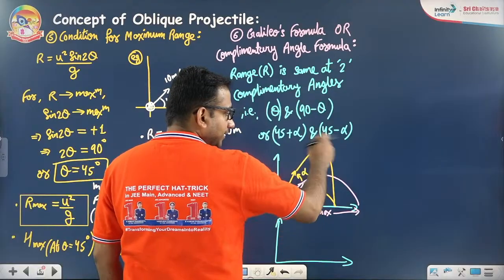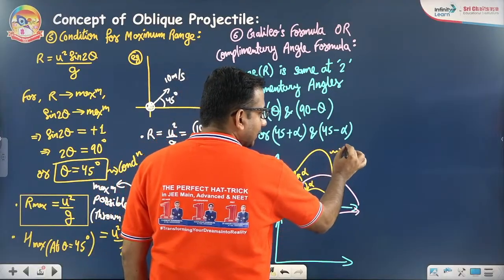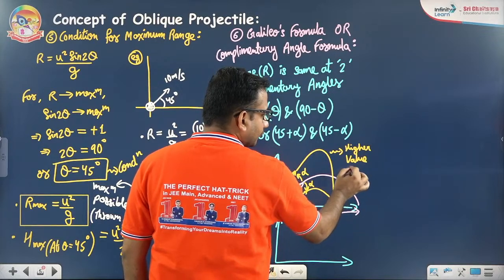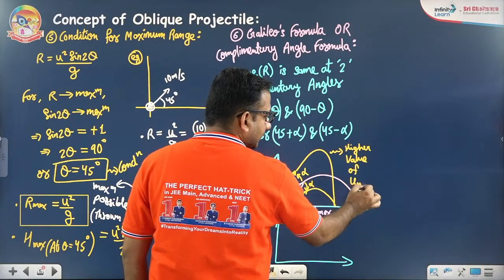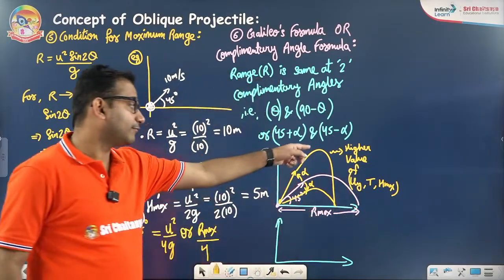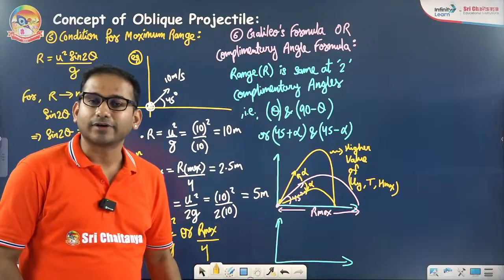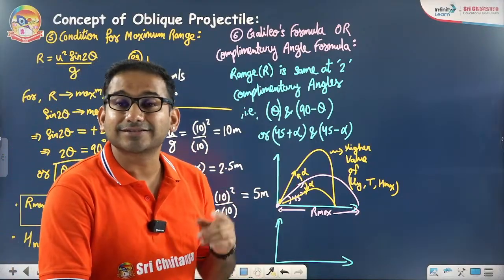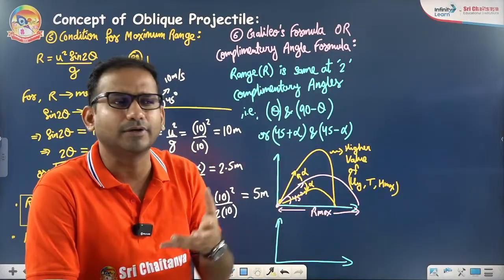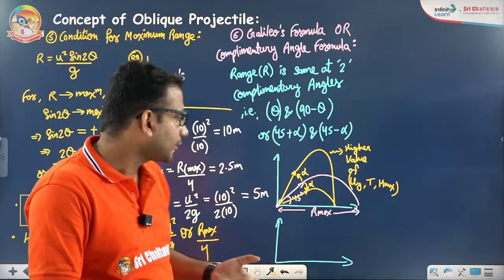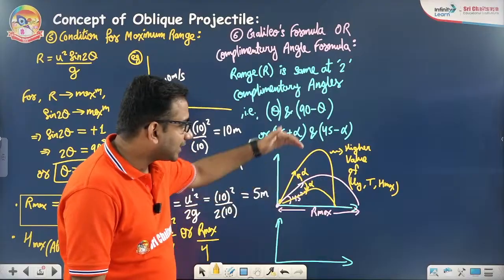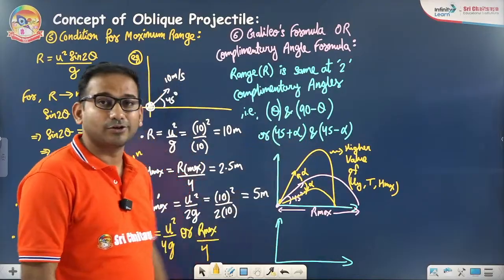Obviously, the upper curve will have a higher value of uy, time of flight, and h max. But the range is going to be the same for the upper yellow curve and the lower yellow curve. I repeat, for the complementary angles, the range is going to be the same. That can be proven easily trigonometrically, but we are not that interested in the proof today. The uy, t and h max are more for the upper one and less for the lower one.